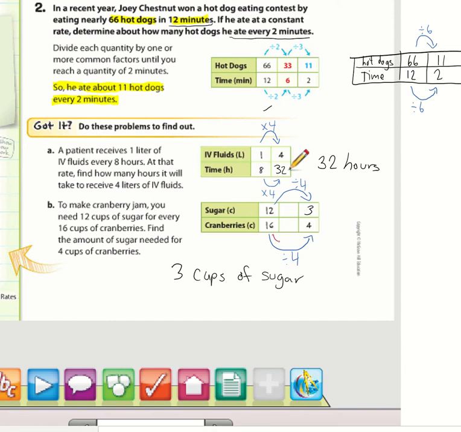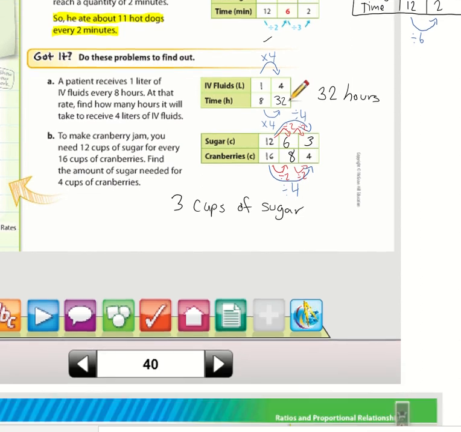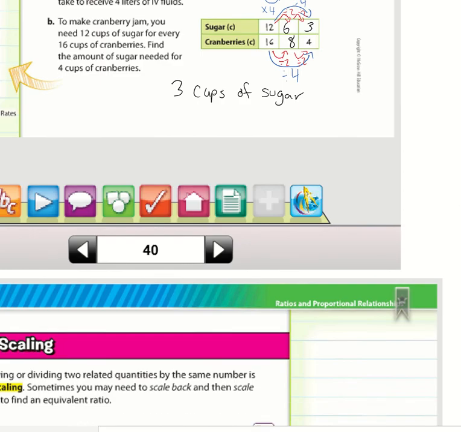I can do it in smaller steps. 16 divided by 2 gives me 8. 12 divided by 2 gets me 6. And then 8 divided by 2 gives me 4, and 6 divided by 2 gives me 3. That's why 2 times 2 equals 4. That's why I'd rather just use the greatest common factor. That way it's a little bit less steps.